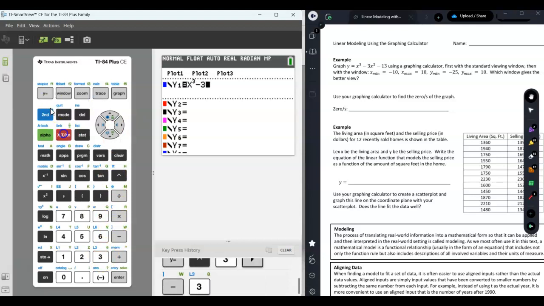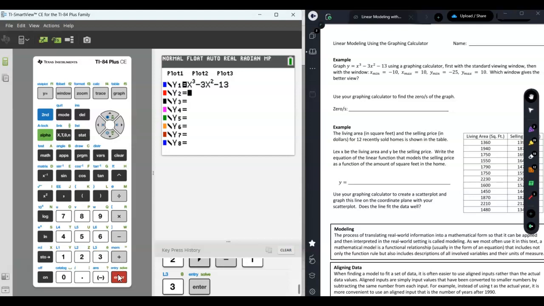Again, I'm going to use my X button or my variable button. And then this time I want to square it. There is a square button, or again, you could just use the caret symbol and type in a 2. And then arrow to the right to get out of the exponent. And then minus 13. All right, so there's my equation in y equals. And then what I want to do now is graph this.